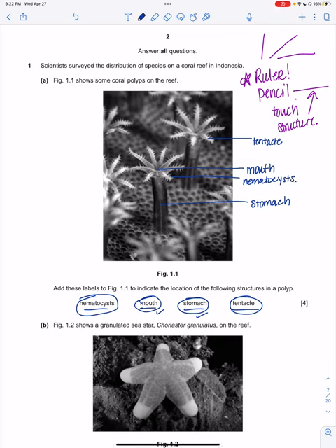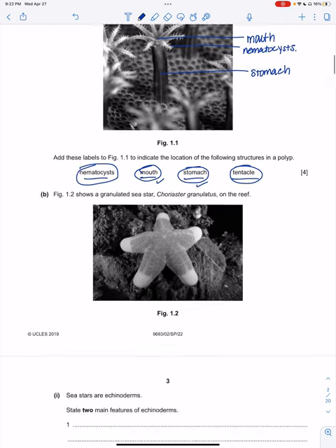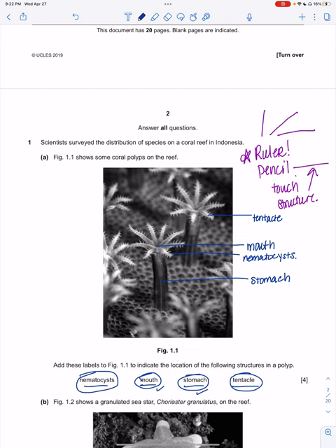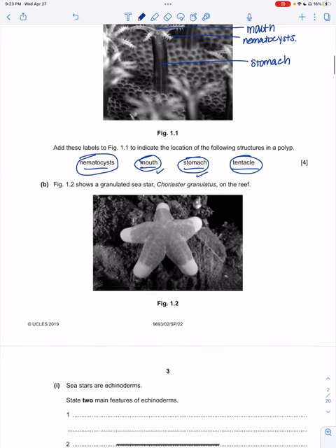And the nematocysts, or nematocytes, those have the stinging cells in them. Right, that's that. There's 4 marks. And you could have labeled this one too. It's up to you.